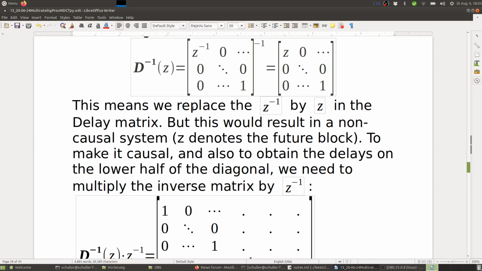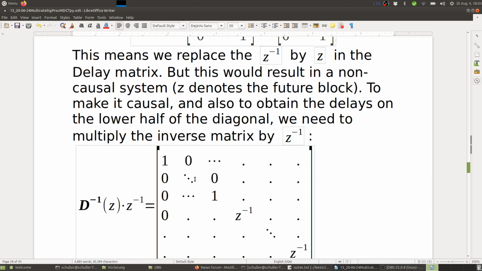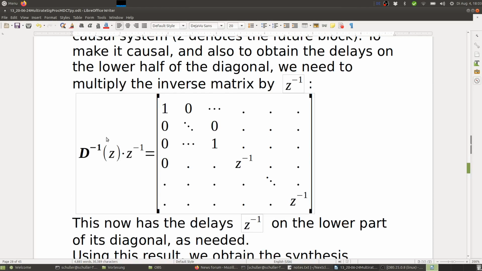But this would result in a non-causal system because z denotes the future block. To make it causal and also to obtain the delays on the lower half of the diagonal, we need to multiply the inverse matrix by z to the minus 1. And this is what we get. So here the inverse delay matrix times z to the minus 1. Then we cancel the z's on the first half of the diagonal, but we get the z to the minus 1 here on the lower half of the diagonal. And this is exactly what we need for the synthesis side.